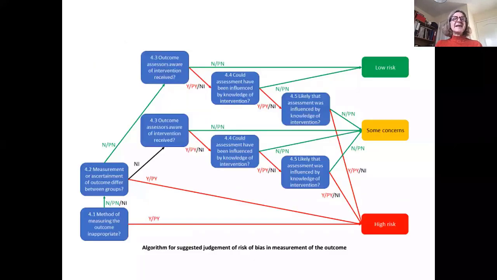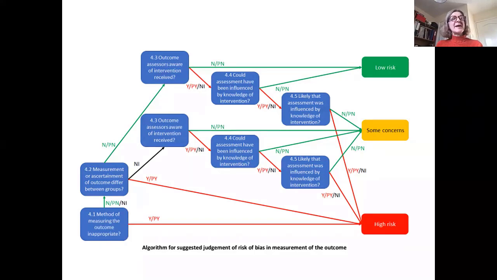Okay, and nearly finally, domain 4, which looks quite complicated. But you can follow the algorithm. It does take you through all the decisions you need to make. This algorithm is also about blinding, but this is about blinding of outcome assessors. So people who are measuring people's outcomes, and outcome assessors can be clinicians measuring an outcome.